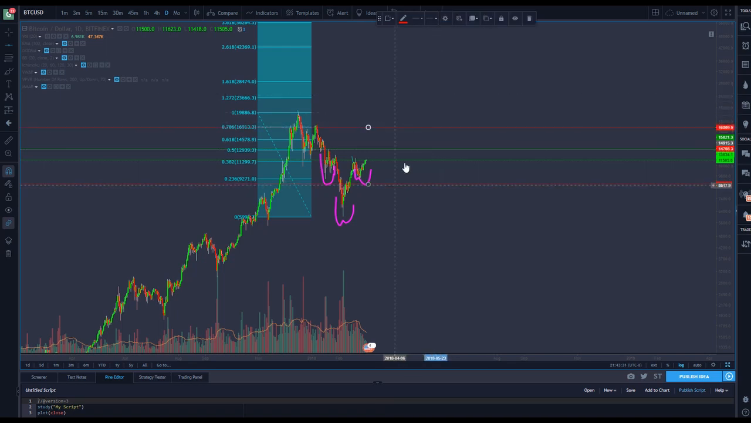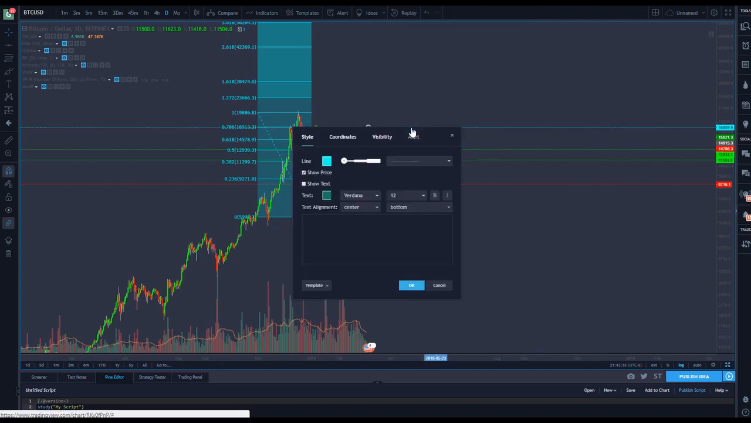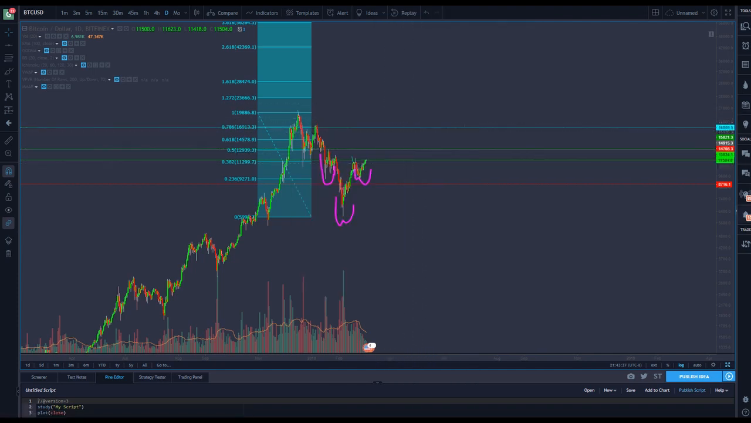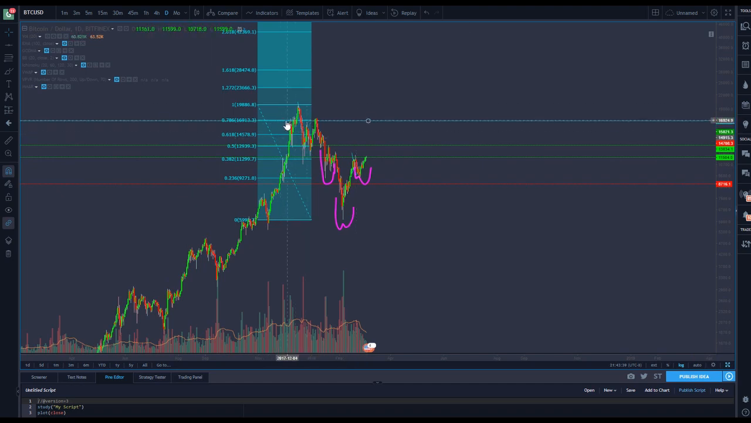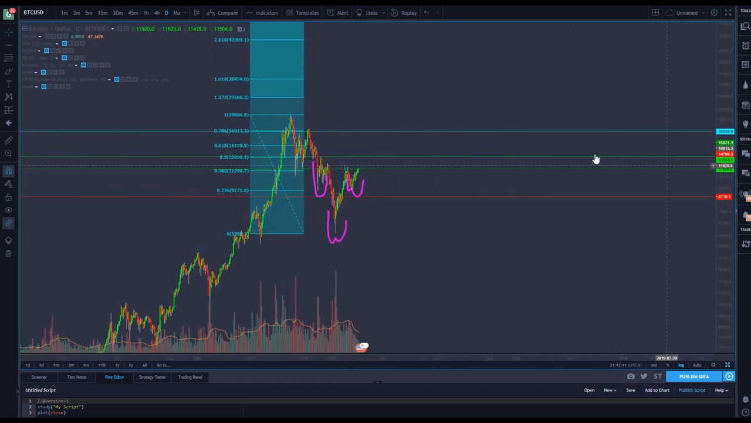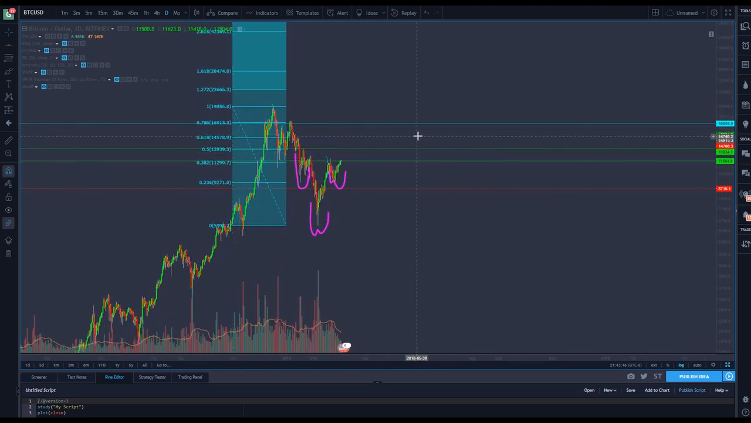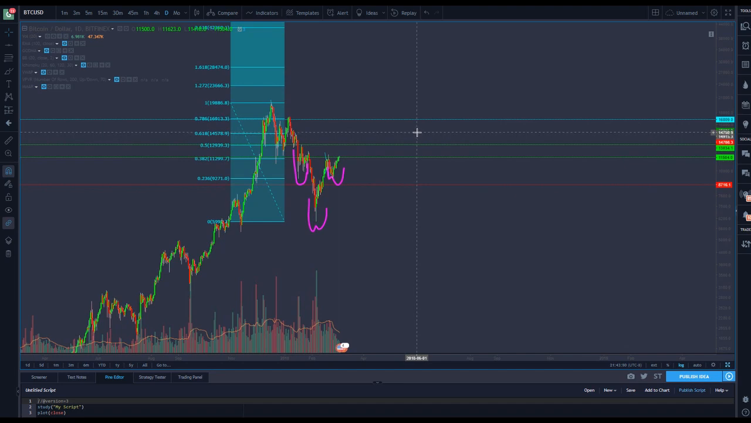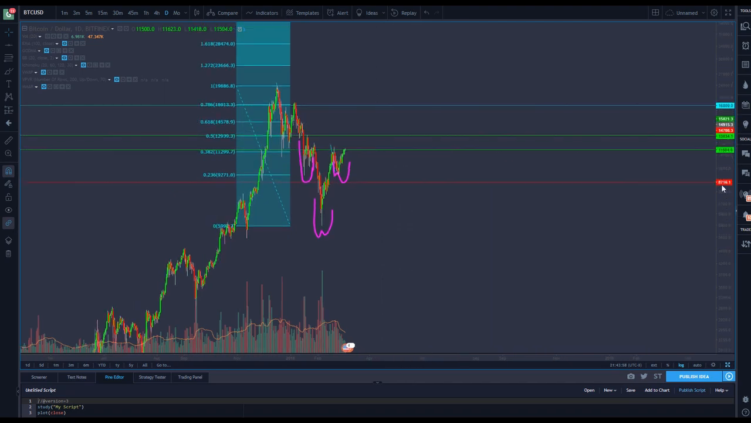So I just like to draw a horizontal line like that, and I'll just leave it that color. So that's a potential resistance line right here. And if it breaks, I expect it to kind of shoot off more. Another potential one is right here, and it's not too much. There's no candles that are really hitting it. This one's at a really important Fib line so far.